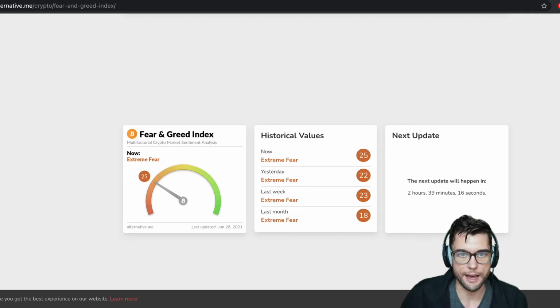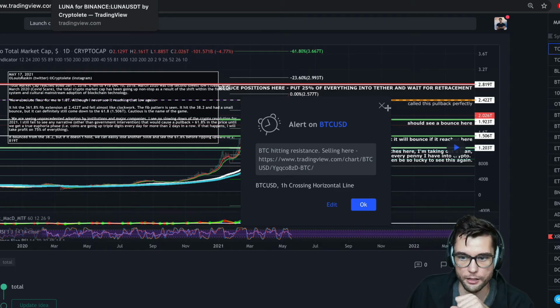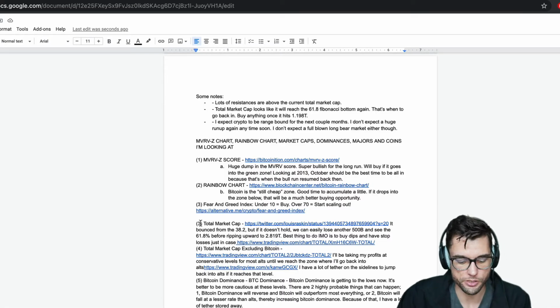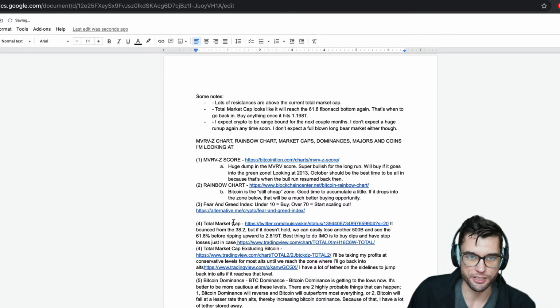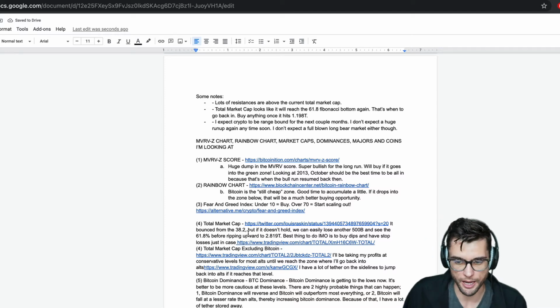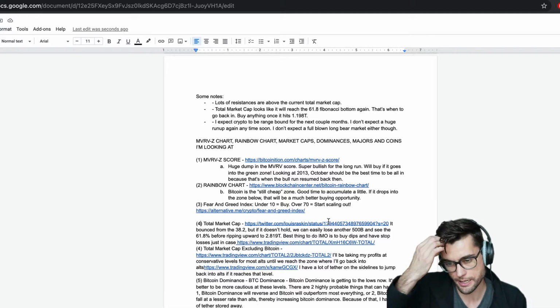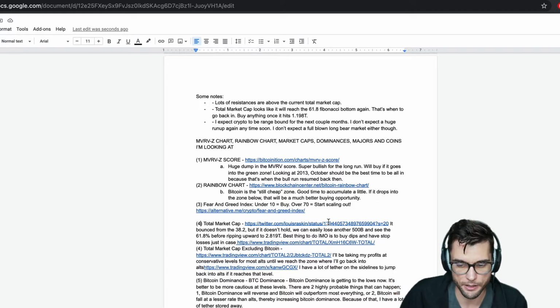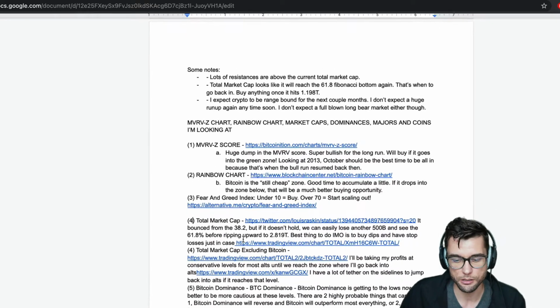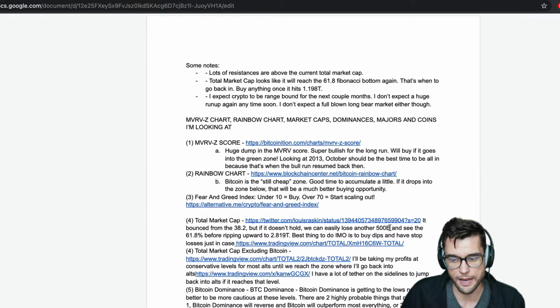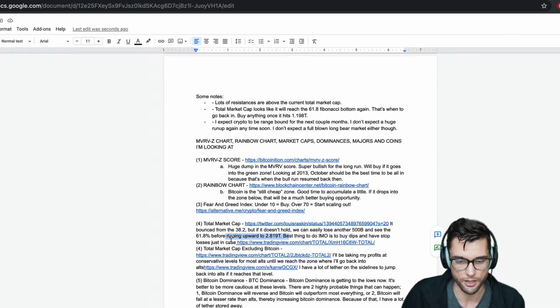So after the fear and greed index, what do I look at? Next comes the total market cap. And this is absolutely crazy right here. The total market cap bounced from the 38.2, but if it doesn't hold, we can easily lose another 500 billion and see the 61.8 before ripping upward again. The best thing to do is buy the dips at the 61.8 and have stop losses just in case.